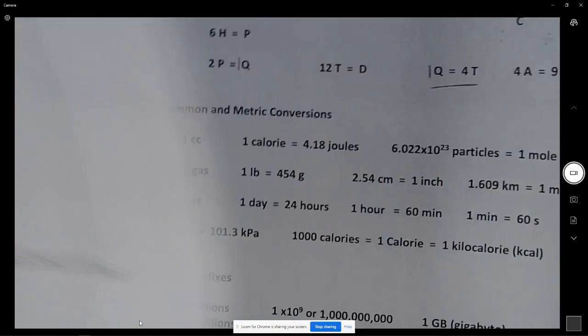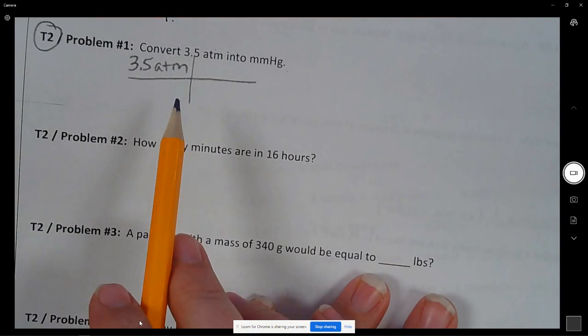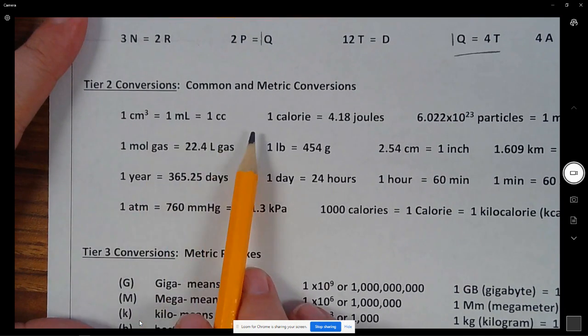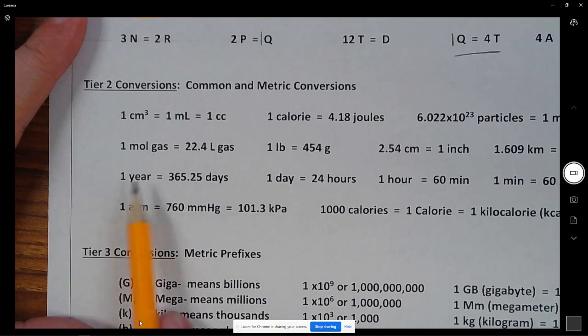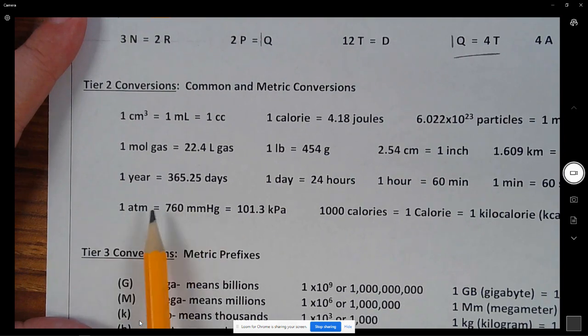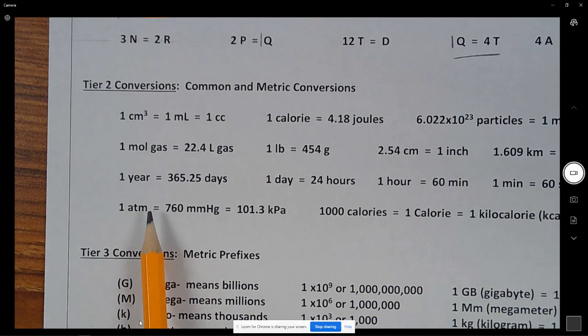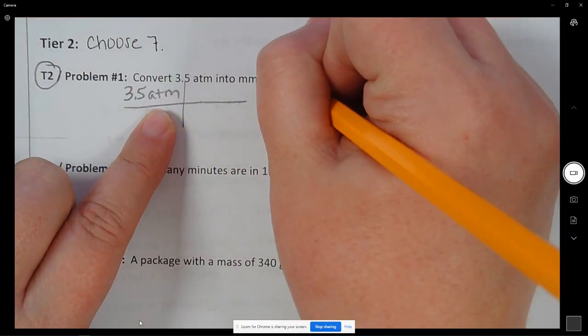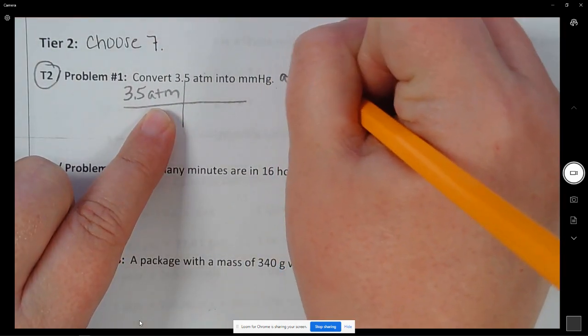So we want atmospheres and millimeters of mercury. What we're going to do first is go through and look and see if any of these have atmospheres and millimeters of mercury. And what do you know? It does right here. Atmospheres and millimeters of mercury are together, so that means that they're equal to one another in some way. So it's just a one-step conversion factor. So we can go from atmospheres to millimeters of mercury. Okay, this is the path we're taking.